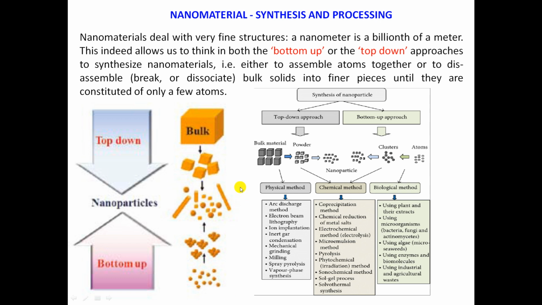The top-down approach involves different techniques. They are arc discharge method, electron beam method, mechanical grinding method, spray pyrolysis method, co-precipitation method, chemical reduction method, and so on. The bottom-up approach involves different techniques like sol-gel process, solvothermal synthesis, pyrolysis method, using plants and their extracts, using enzymes and biomolecules, we are going to synthesize the nanomaterial.